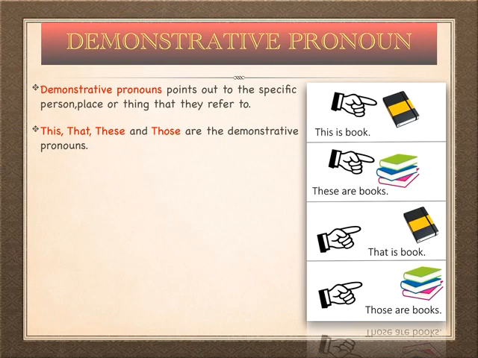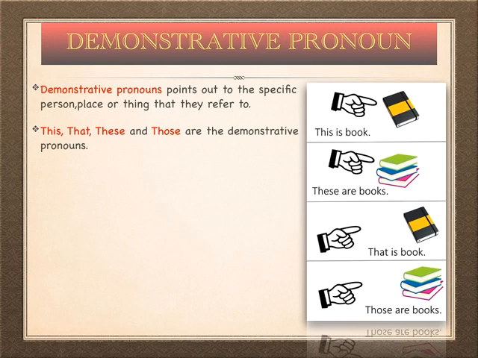You can see the image, it shows four demonstrative pronouns. This is a book. This is a demonstrative pronoun. In the same way, these are books. In that also, these. These is a demonstrative pronoun. Then the next image says, that is a book. So here, that is a demonstrative pronoun. And the last finger points out that those are books. So here, those is the demonstrative pronoun.